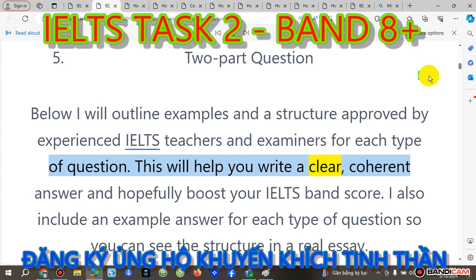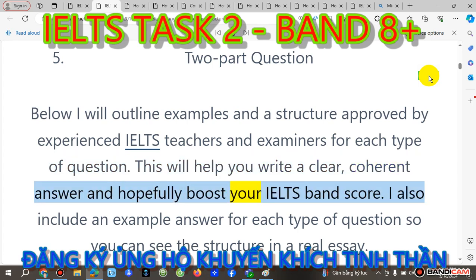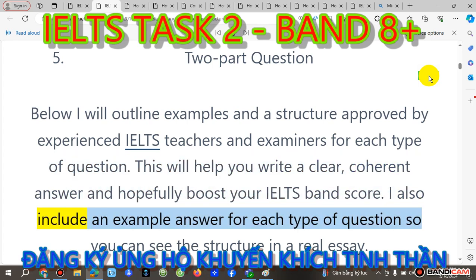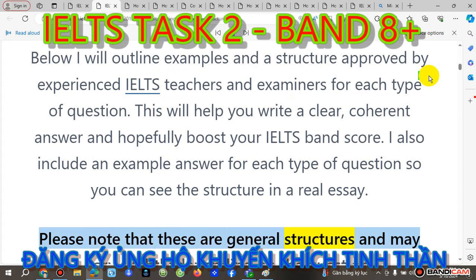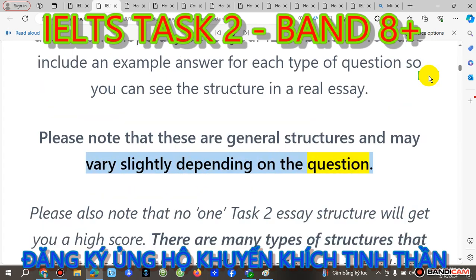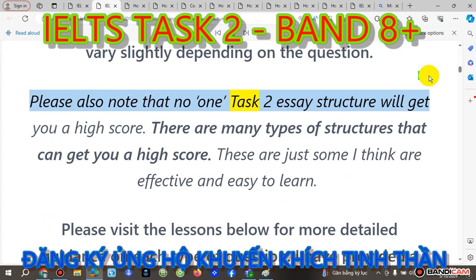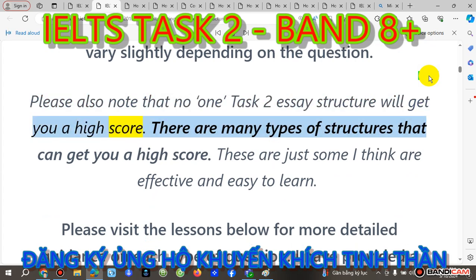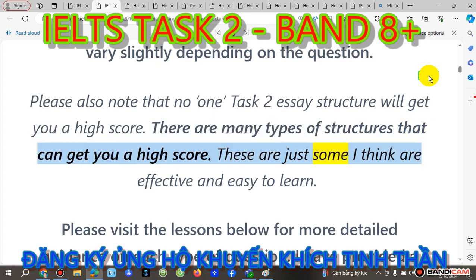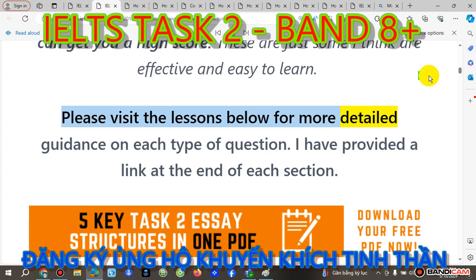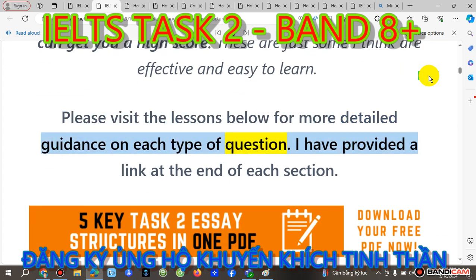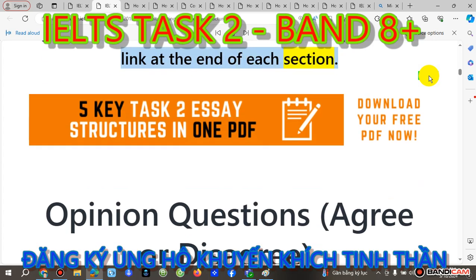This will help you write a clear, coherent answer and hopefully boost your IELTS band score. I also include an example answer for each type of question so you can see the structure in a real essay. Please note that these are general structures and may vary slightly depending on the question. Please also note that no one Task 2 essay structure will get you a high score. There are many types of structures that can get you a high score. These are just some I think are effective and easy to learn. Please visit the lessons below for more detailed guidance on each type of question. I have provided a link at the end of each section.